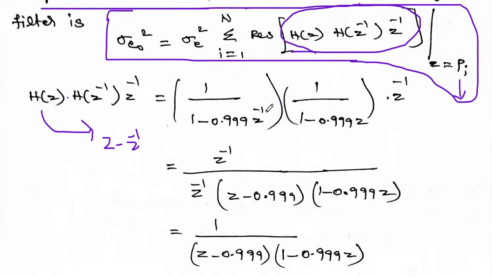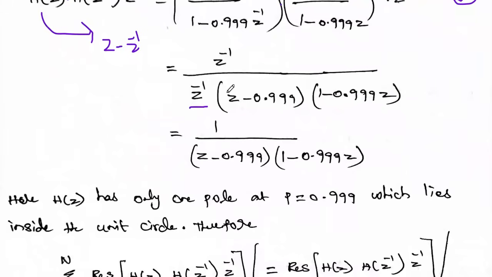Here, you just take z inverse outside. If you take z inverse outside, the first denominator term can be written as z, since the product of z into z inverse is 1, minus 0.999. And the second term is 1 minus 0.999 into z. So here the z inverse cancelled. Finally we get 1 by z minus 0.999 times 1 minus 0.999 z. This is the total product of h of z, h of z inverse, into z inverse.